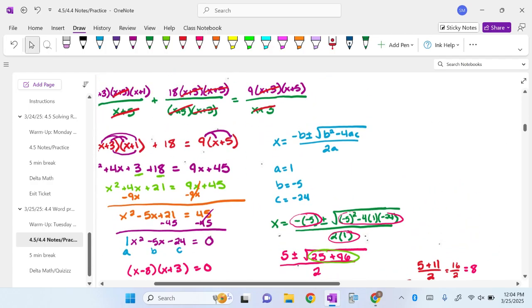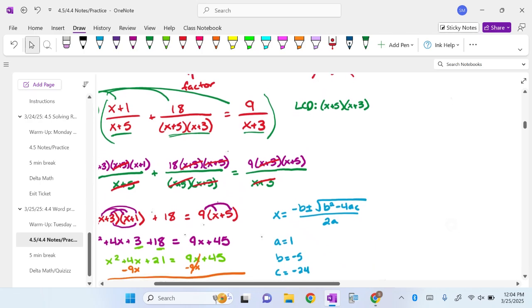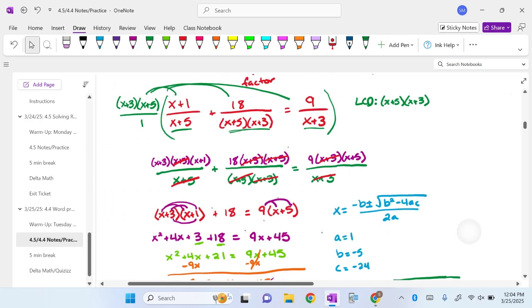Now, let's check for extraneous solutions before we're done. Is there any x value, so negative 3 or 8, that if I plugged it in for any of these denominators in for x, would make a 0? So let's check 8. What's 8 plus 5? 13. So there'd be 13 here. What's 8 plus 3? 11. So you do 13 times 11. That still gives you a non-zero number. And then 11 here. So 8 works.